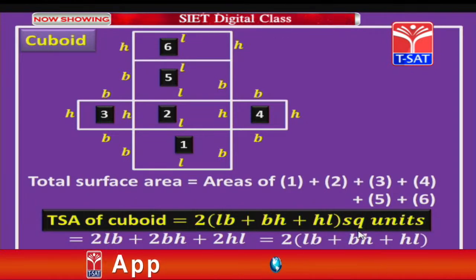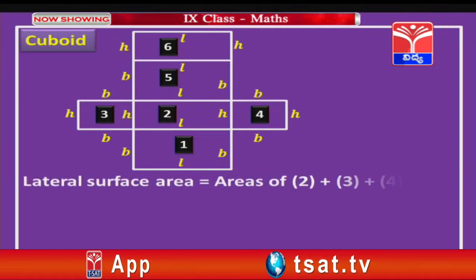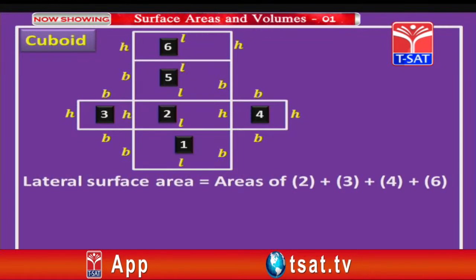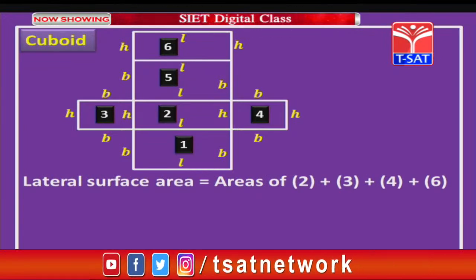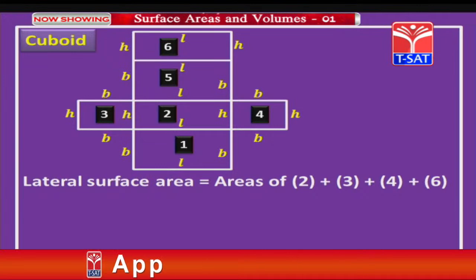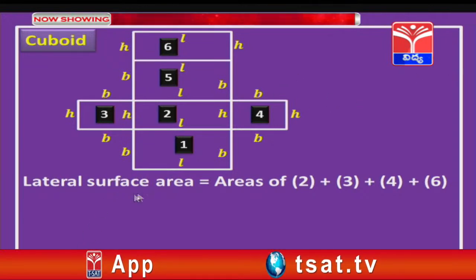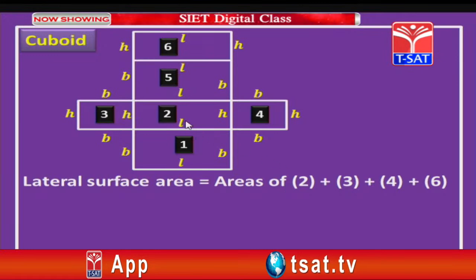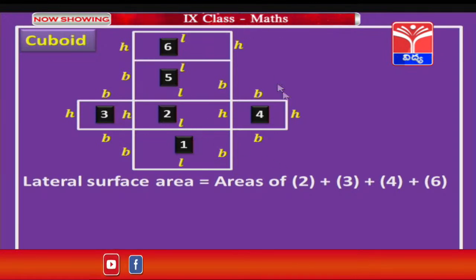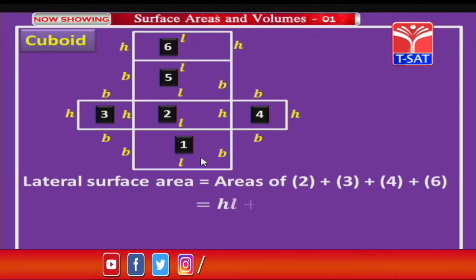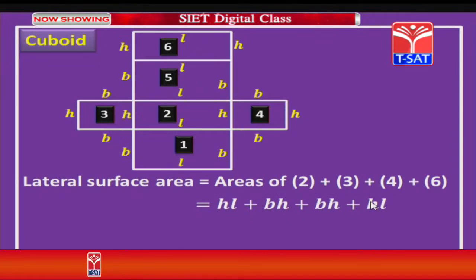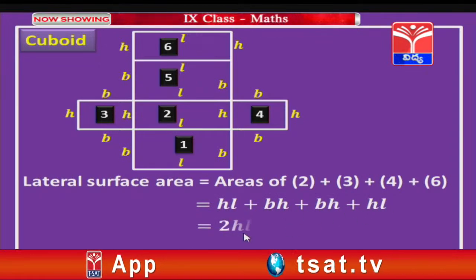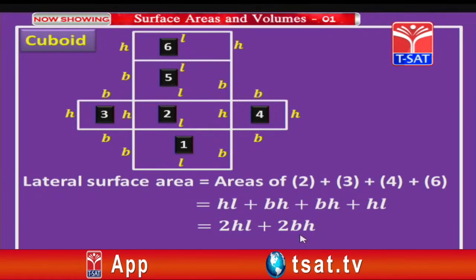Okay children. Now let us consider the lateral surface area of the cuboid. Now what do you mean by lateral surface area? So we are going to find only the sides, that is, we will remove the bottom as well as top portions. Rest is all the lateral surface area. And in this case, the lateral surface area is given by areas of 2, 3, 4 and 6. Now let us substitute the values of this. So we get HL plus BH plus BH plus HL. Again HL and HL are added. So you get how much, children? Yes, 2HL. BH and BH, 2BH.